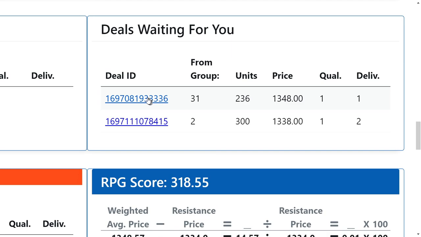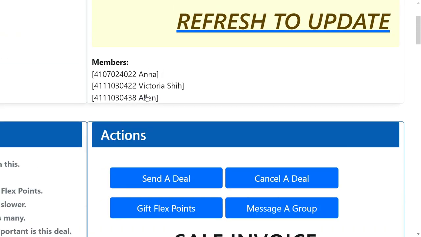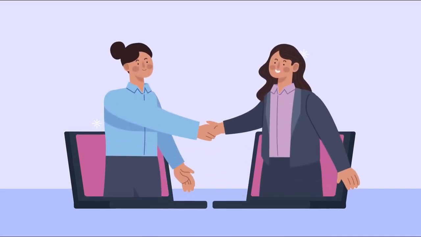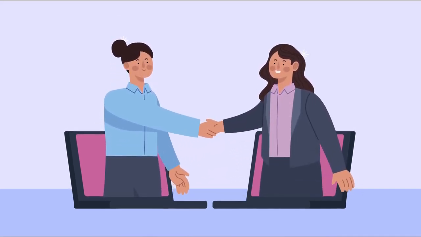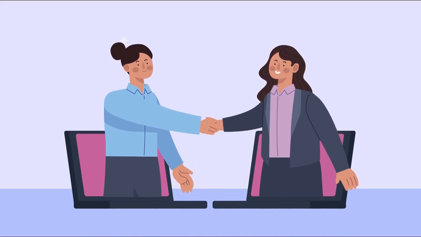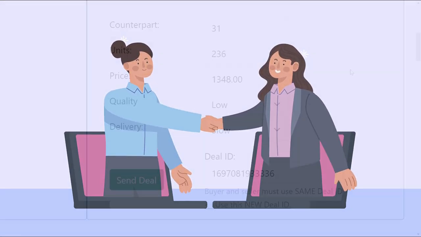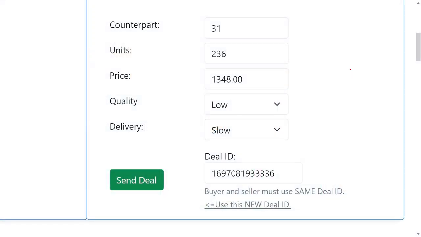So let me go ahead and click that again. There we go, comes right up there and opens it. So this is just the same as sending a deal. It's the exact same thing, only now we're responding to the other group, to our counterpart. And the key here is this ID is the same.